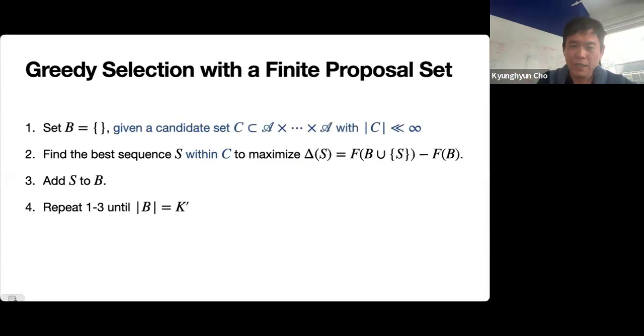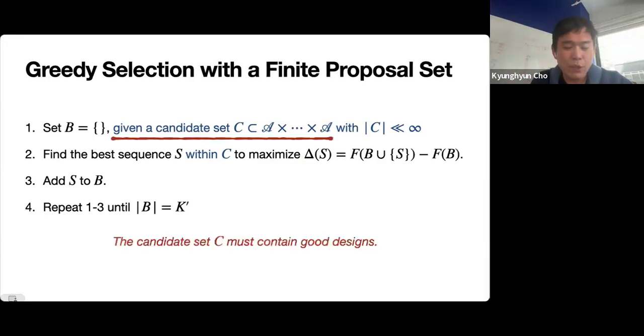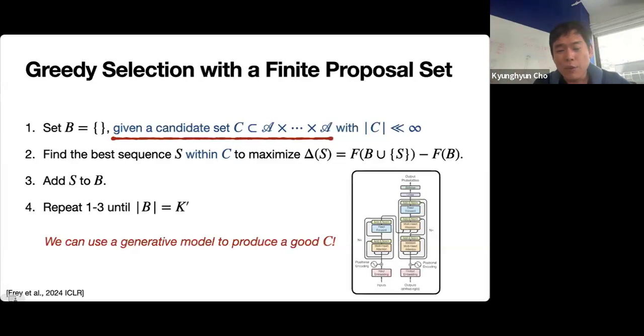So instead, what is much more realistic is to do the greedy selection within a finite proposal set that was given to us. So instead of looking at all possible sequences, we look at only the sequences that were given to us by some other mechanism. Now, obviously, the big criterion that needs to be satisfied here is that the candidate set must contain a lot of good designs. And what we actually can do is use a generative model to produce a good candidate set. And I'm going to talk about that near the end of my talk later.